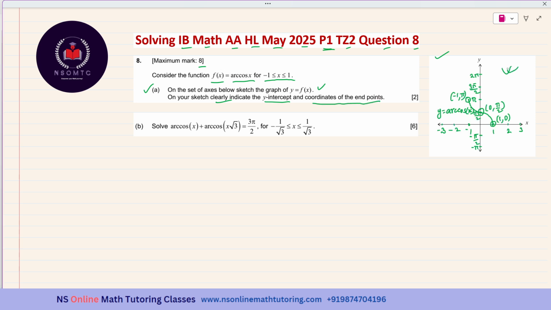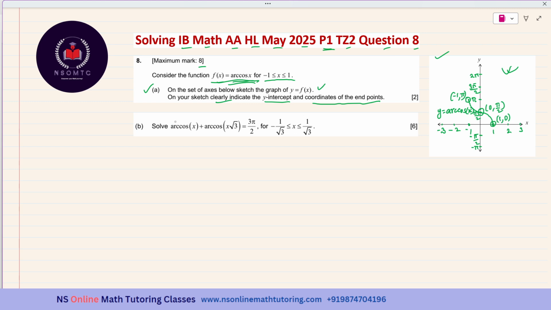This is the sketch of f of x, or y equal to arccos of x. These are the endpoints (1, 0) and (-1, 0). And this one is the y-intercept (0, pi over 2). So this one is the x-intercept, but this is also one of the endpoints. So this is the graph that you have to give.